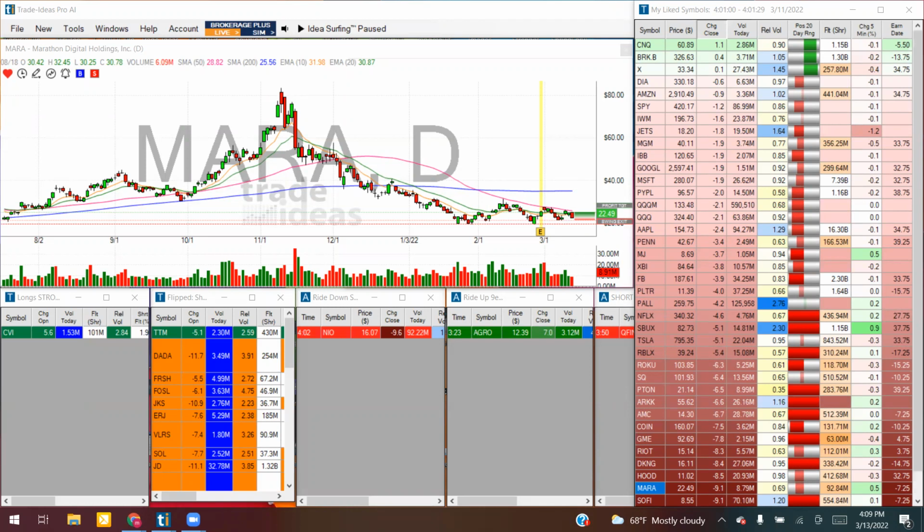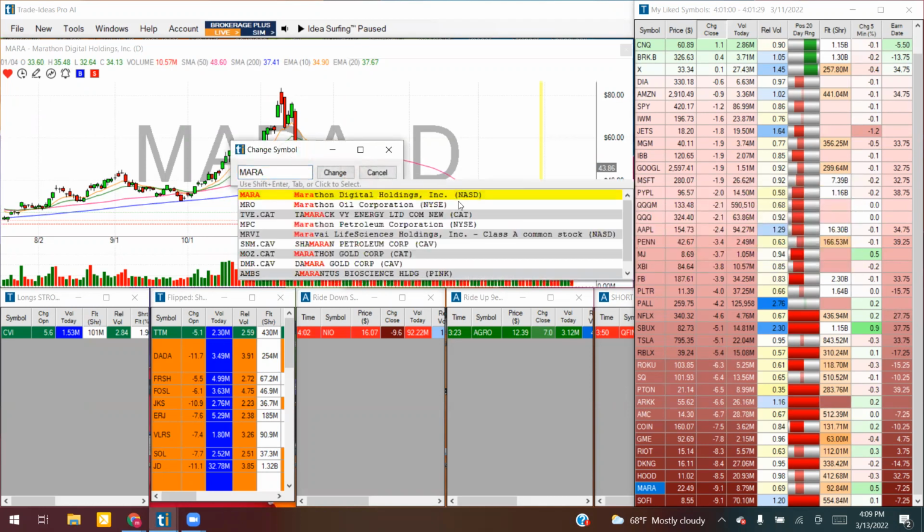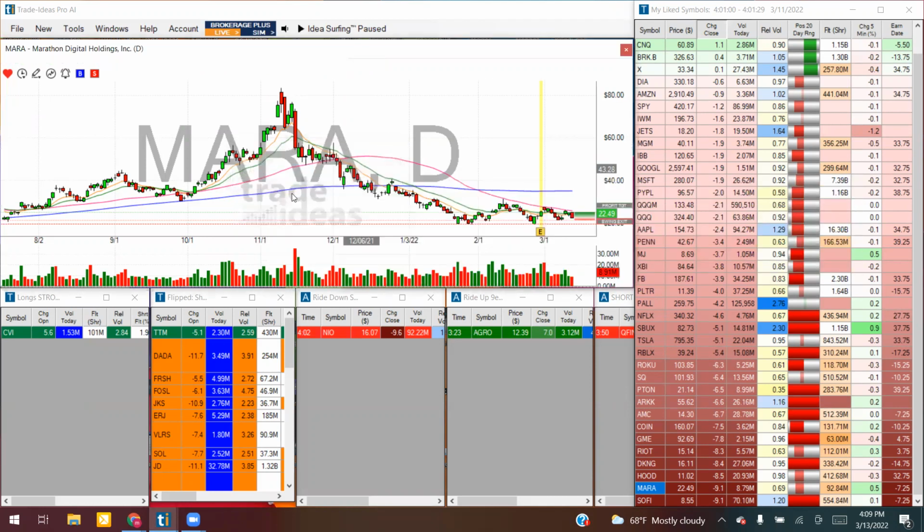All right. Let's take a look at two stocks that have nothing to do with what I'm talking about, but two stocks that I want to bring you up to speed on, and that's Mara and Riot. Let's take a look at Mara. Mara and Riot are Bitcoin mining companies with Bitcoin mining rigs. In the past, their price has been trending with that of Bitcoin.